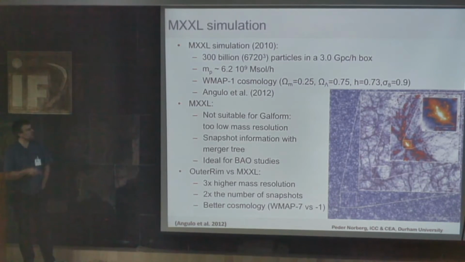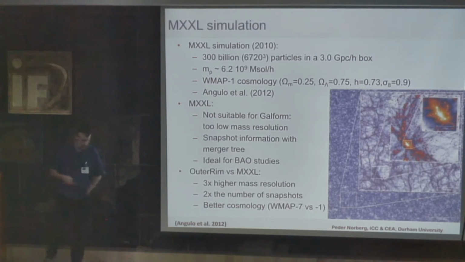So just to give you an idea, MXXL is not suitable for GALFORM or the galaxy formation models I explained before. It's because it has too low mass resolution. With a particle mass of 6 × 10^9, you're just below the threshold of being able to resolve enough small mass halos, of the order smaller than 10^11, so that you can't actually have the full build-up of the galaxy formation merger trees properly.